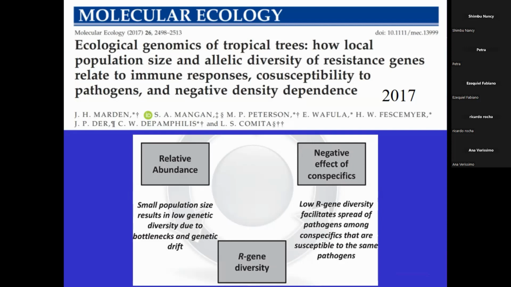This is a paper done by Martin at Penn State University a few years ago, where he went out and looked at tropical trees and found out that the R alleles are sort of analogous to MHC in animals. They're important for resistance to pathogens in plants. So if we have a relative abundance and we have some kind of a bottleneck, there's going to be a loss of R gene diversity. And the evidence is that low R gene diversity facilitates spread of pathogens among conspecifics that are susceptible to the same pathogens. So it's really analogous to MHC in animals.